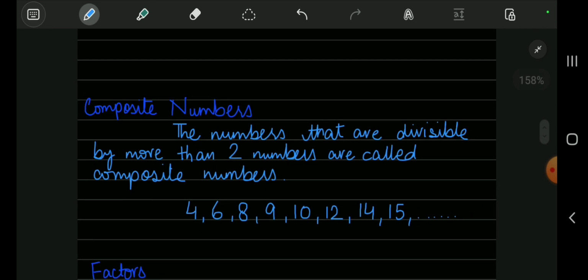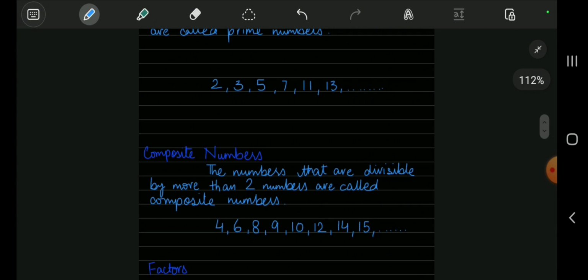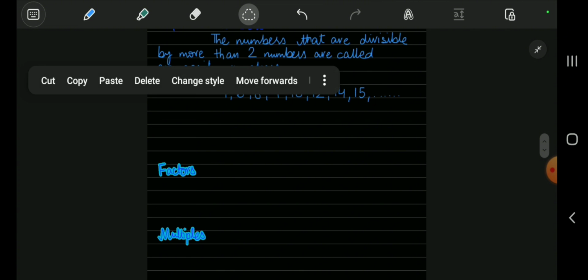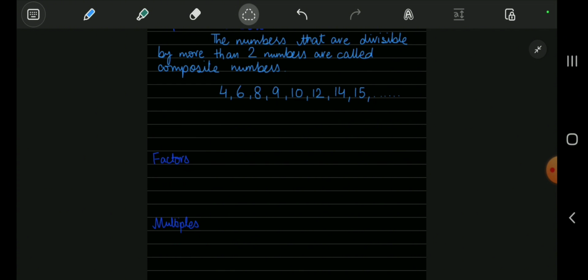So all the numbers that are not prime numbers are composite numbers, except 1. 1 is neither a prime number nor a composite number, because 1 is not divisible by 2 numbers and also not more than 2 numbers. It is just divisible by 1 number, and that is the number itself. So just 1 is not included in prime, not included in composite. The rest of all the numbers that are not prime will be composite. Now I'll get back to this composite after explaining the concept of factors and multiples.